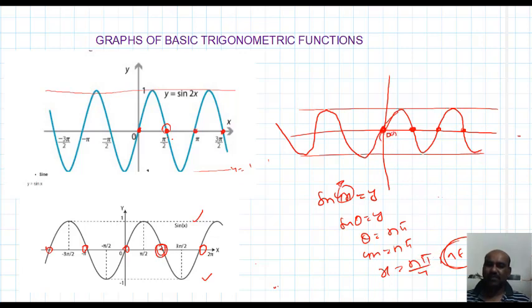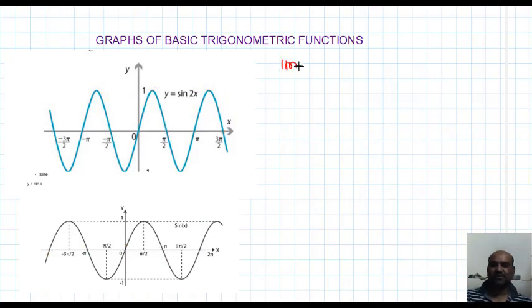Put n equal to 1, you get x equal to pi by 4, which means the graph intersects the x-axis at the point pi by 4 comma 0. Put n equal to 2, 2 pi by 4 is pi by 2, so the point is pi by 2 comma 0. Like that you can identify where this graph intersects the x-axis. That is important.